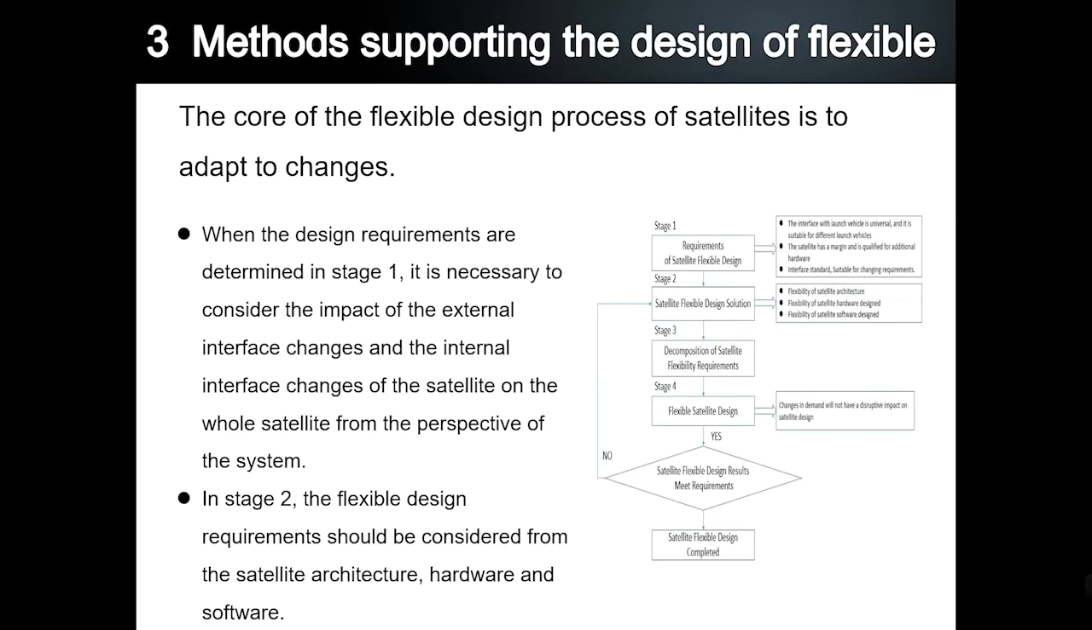How to develop a design that adapts to change? The core of the flexible design process of satellites is to adapt to changes. When the design requirements are determined in Stage 1, it's necessary to consider the impact of the external interface changes and the internal interface changes of the satellite on the whole satellite from the perspective of the system. In Stage 2, the flexible design requirements should be considered from the satellite architecture, hardware, and software. Flexible satellite design means changes indeterminate will not have a disruptive impact on satellite design.